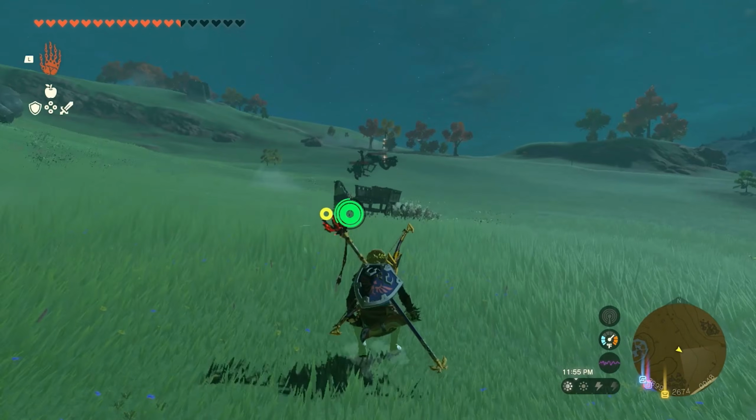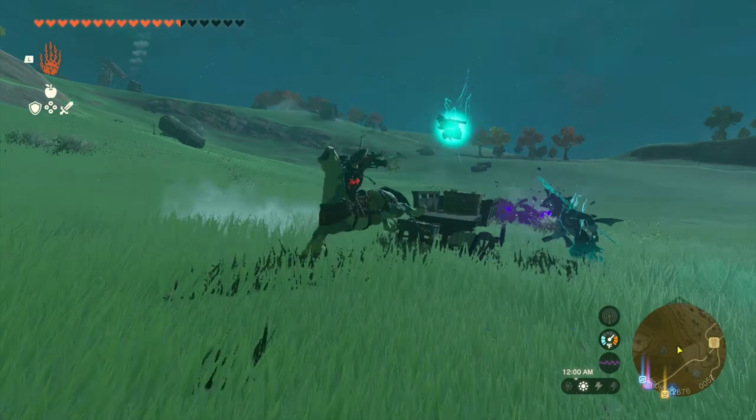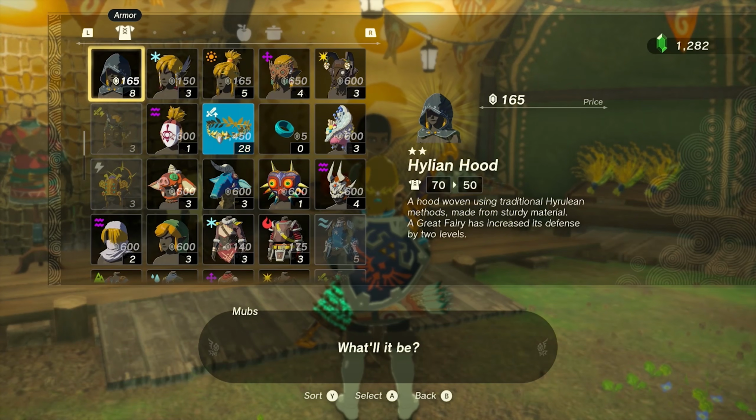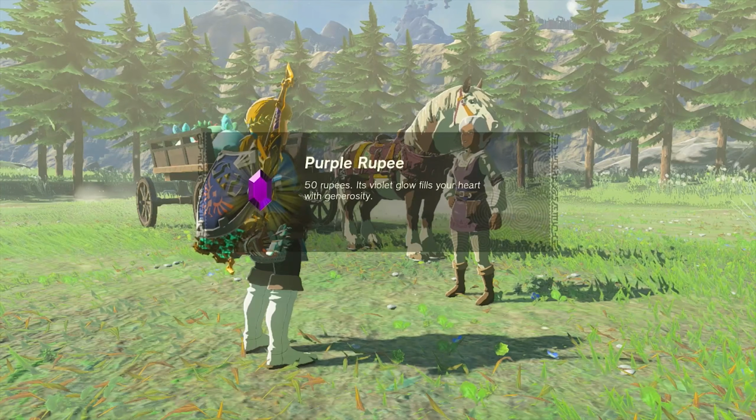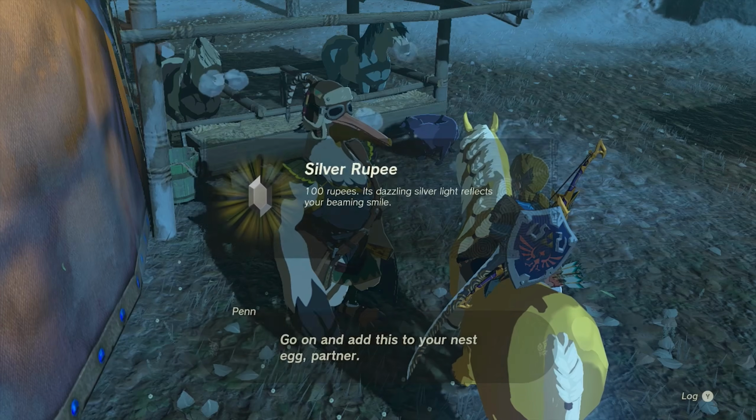Instead of finding small amounts of rupees lying around, there are a ton of ways to get them. You can trade in almost any piece of armor, material, or meal for rupees. You can play minigames, defeat enemies that drop rupees, do quests, and more.